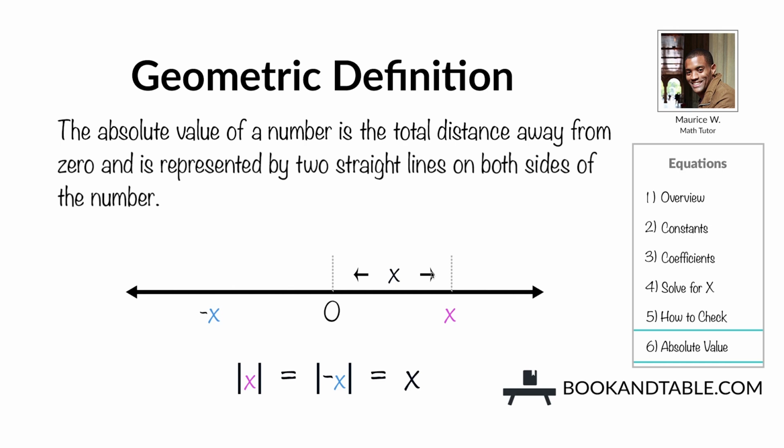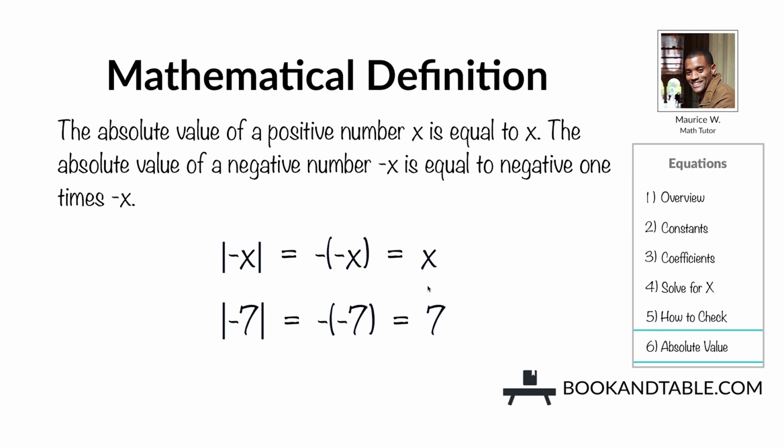So the absolute value, again, is just the total distance from 0 to said term on the number line. That is why the absolute value is always positive, because it's distance. So that's the geometric definition. The mathematical definition is as follows. The absolute value of a positive number x is equal to x. The absolute value of a negative number, negative x, is equal to negative 1 times negative x.